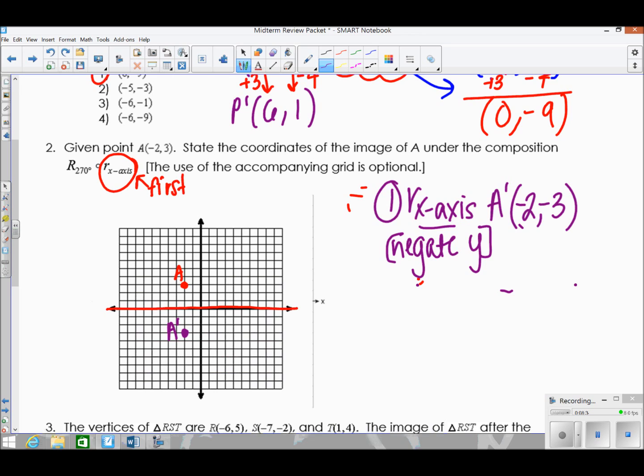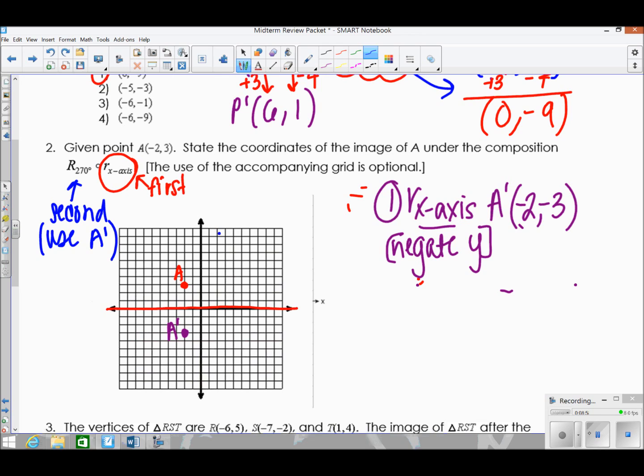So then the next thing is to do this rotation. So this is the second thing. And you need to use A prime to do this. You always use the primes to do the second one, because what this really says is a rotation of 270 of the reflection. So whatever you get out, now you're going to rotate.